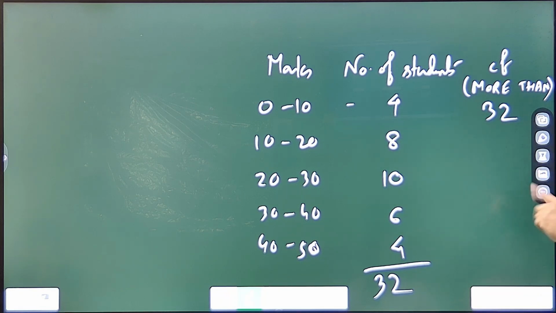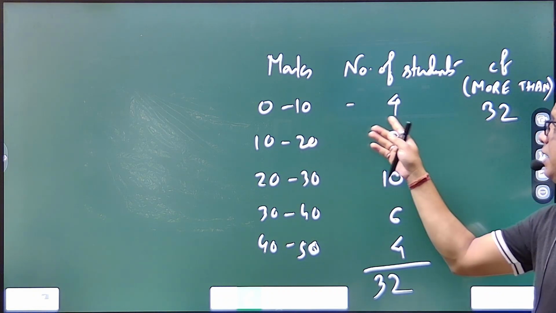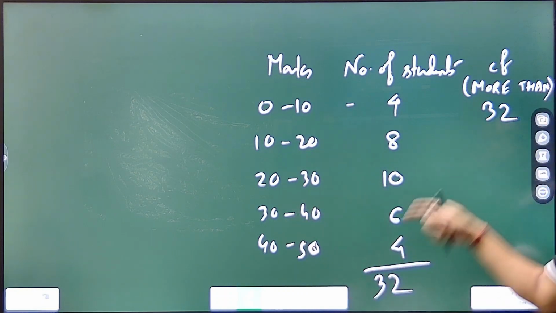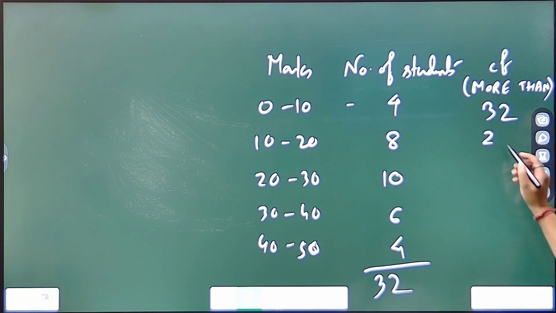More than or equal to which number to be subtracted? I am asking more than 10. So more than 10 means less than 10. These four people are to be subtracted. Yes or no? So how many students? What to do? 32 minus 4. So it will be 28.